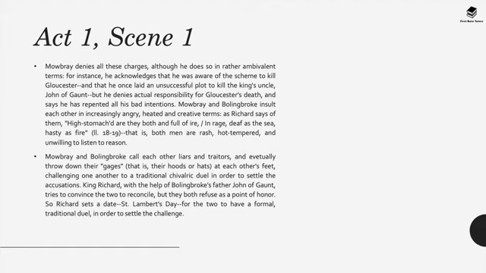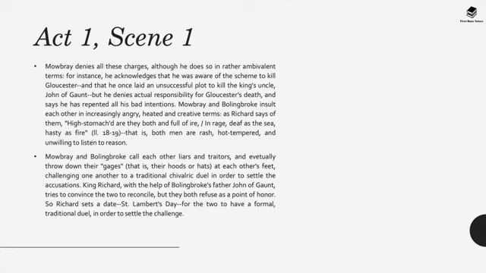Mowbray and Bolingbroke insult each other in increasingly angry, heated, and creative terms. As Richard says of them, Mowbray and Bolingbroke call each other liars and traitors, and eventually throw down their gauges at each other's feet, challenging one another through a traditional chivalric duel in order to settle the accusations.